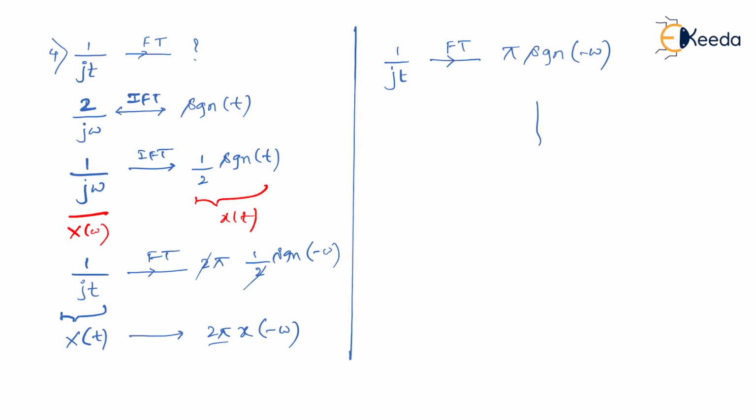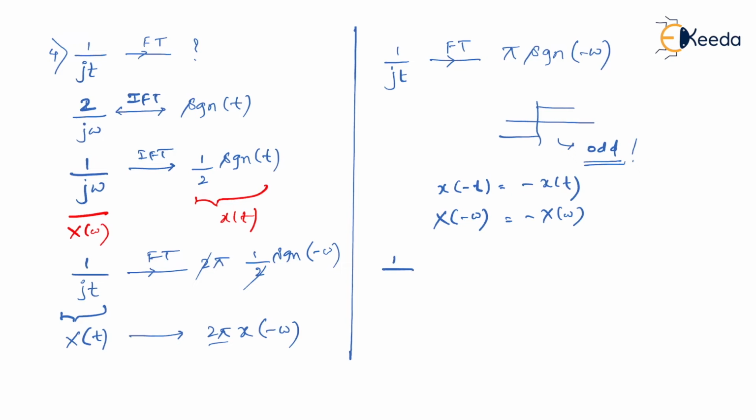Am I right? If you see a signum function, it looks like this. So is this an even signal or an odd signal? Of course, it is an odd signal. And whenever it is an odd signal, x of minus t is always minus x of t, or x of minus omega is minus of x of omega. So now I can write that 1 upon jt will have a Fourier transform as, since it is signum of minus omega, and signum is an odd function, minus pi times signum of omega.